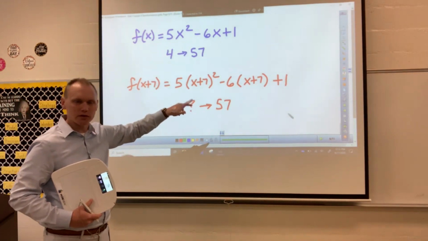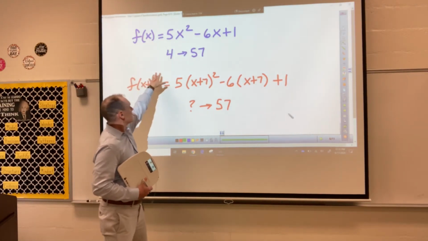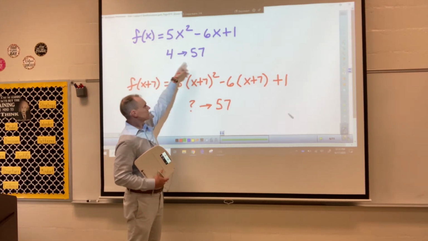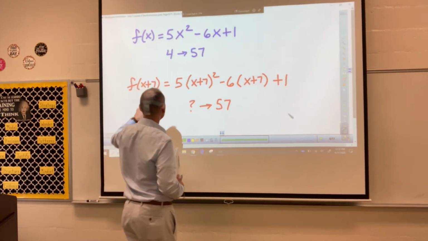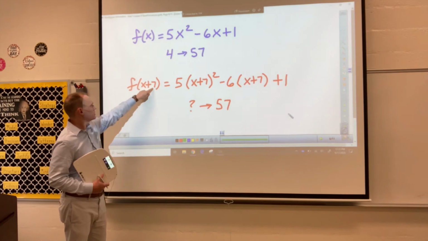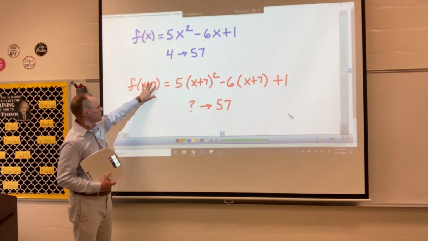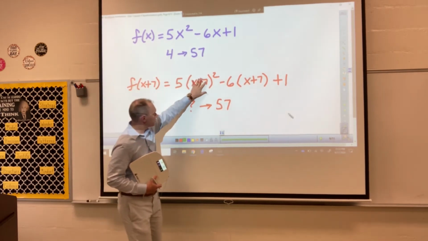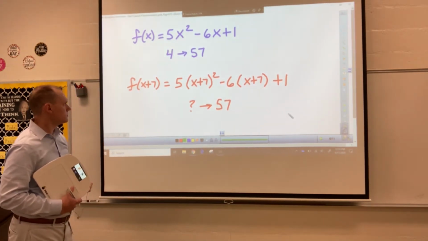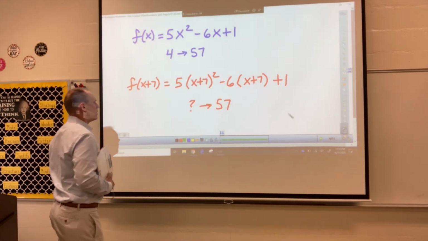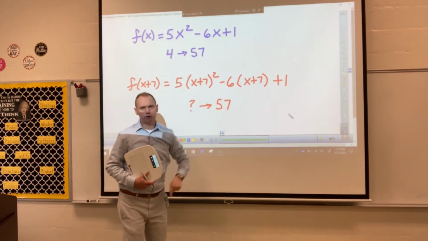So same undoing process. So we have 5x squared minus 6x plus 1. I looked this up by putting in 4 for x, which gives us 57. So an input of 4 outputs 57. So I want you to think about down here. Here we're looking at f of x plus 7, which means anywhere there's an x up here, we're putting in x plus 7. So by writing this notation, we're saying put x plus 7 in for any x in the top equation. So I want you to think about, what value could we put in for x here that would also produce 57?